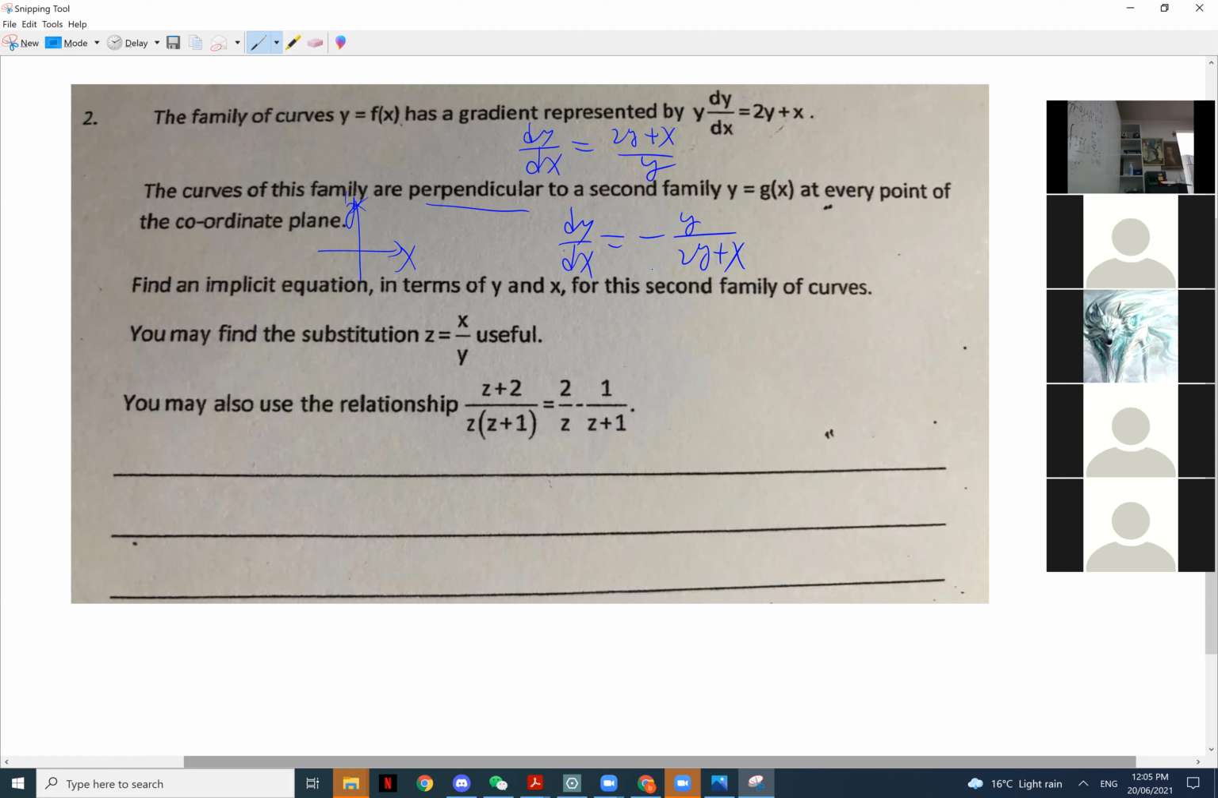Hey, Grace, when will you learn complex numbers? I don't know.